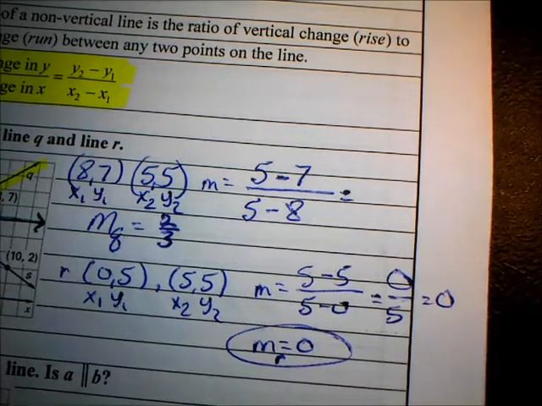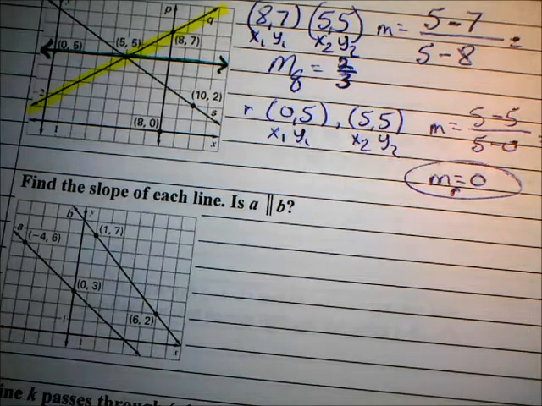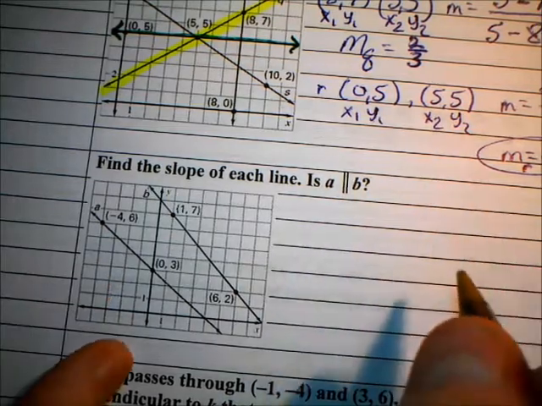Okay. If I look at example 2, it says find the slope of each line, and then it's asking us, is A parallel to B? Well, if I look at my lines, they certainly do not look parallel. I can tell right there. But let's do our math to see what we come out with.